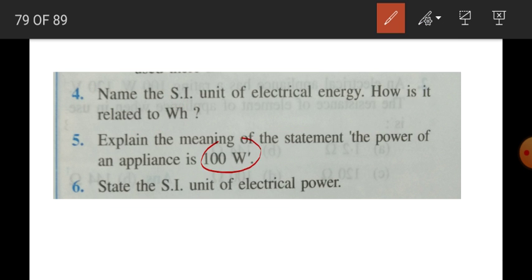Now 100 watt means it is converting or consuming 100 joule of electrical energy per second. So if it is a bulb, it will convert 100 joule of electrical energy into light energy per second.